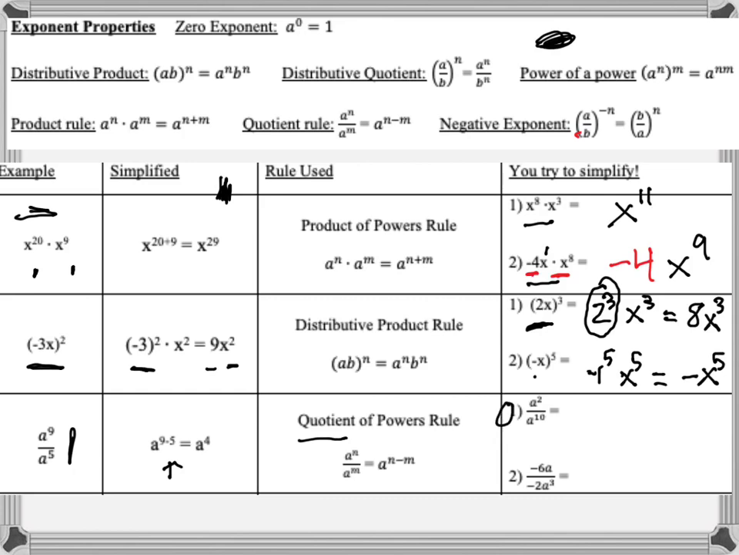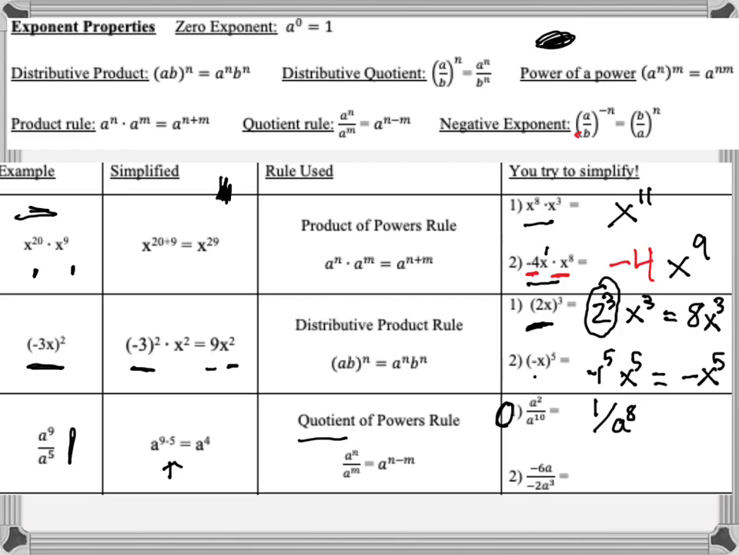In this example, number 1, when we subtract those exponents, we know that 10 minus 2 is 8. But since the bigger exponent is on the bottom, we need that term to stay in the denominator of our fraction. So we have a to the power of 8 on the denominator and just a 1 in the numerator.